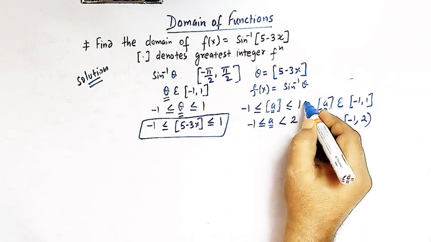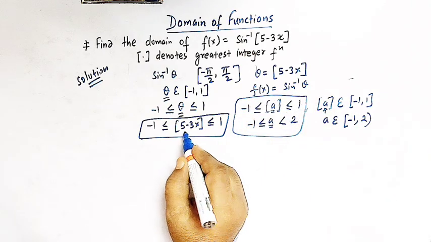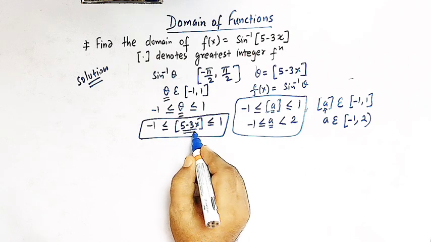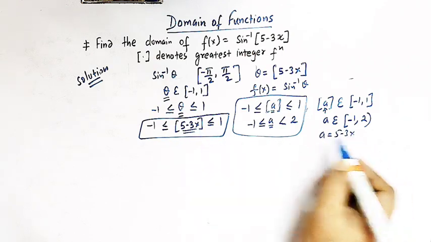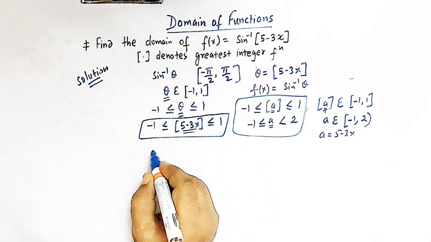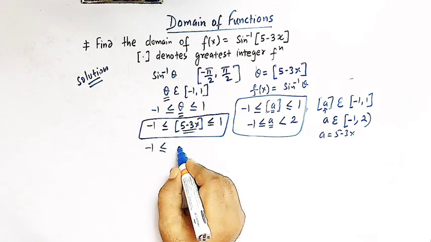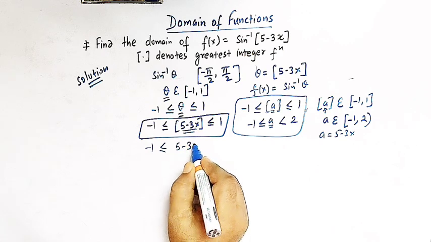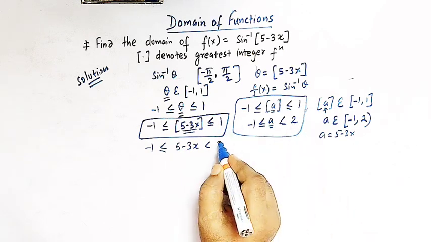So here I will make use of this important result. So here our a is 5 minus 3x. So we can now form the inequality, that is minus 1 less than or equal to 5 minus 3x, less than 2, right?